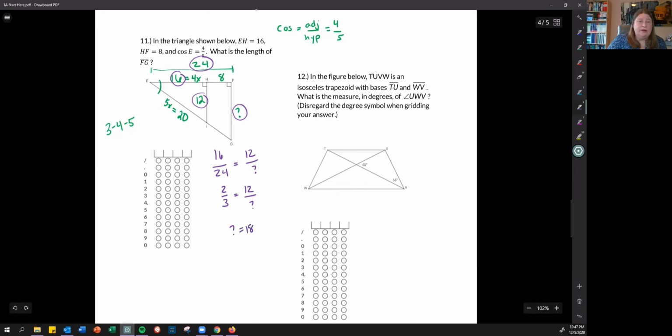If you want to use cross multiplication, if that feels a little more comfortable for you, absolutely, as long as you get 18, I'm happy with how you did it. All right, so we're going to fill in 18 on top, fill in the bubbles below. Look over the question one more time to make sure you didn't miss anything, but we do have our correct answer here, 18.